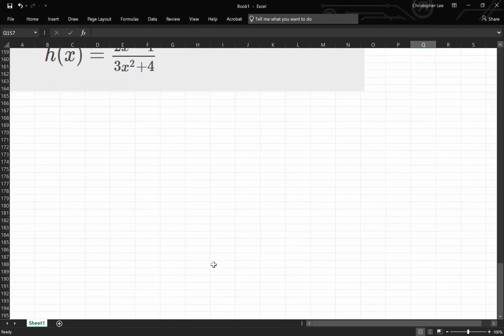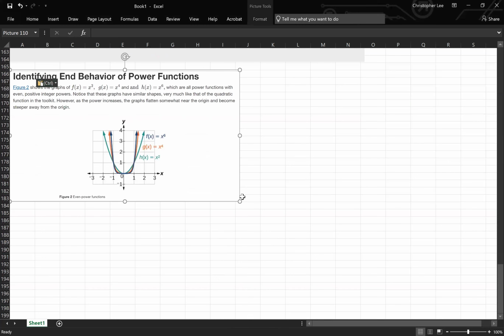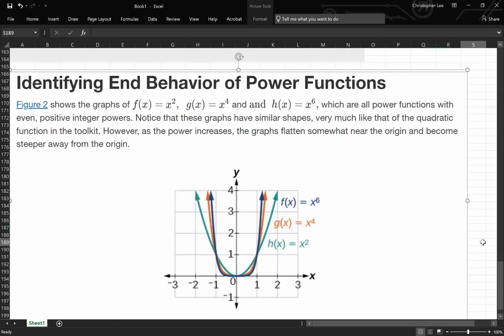This next topic is real important right here. I'm going to be talking about end behavior of power functions. In general, end behavior is important, but for now, we're just going to talk about the end behavior of power functions. This graph down here shows the graph of f of x, which is x squared, g of x, which is x to the fourth power, that's the orange, and h of x, which is x to the sixth power, that's the turquoise looking color, which are all power functions with even positive integer powers.